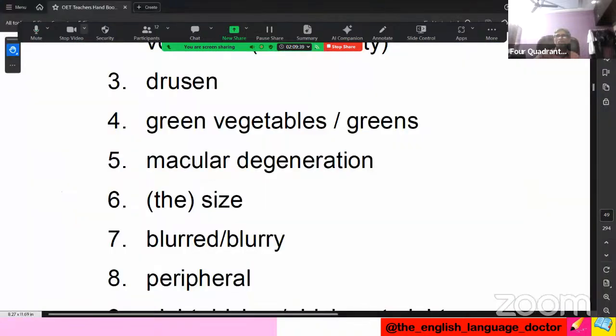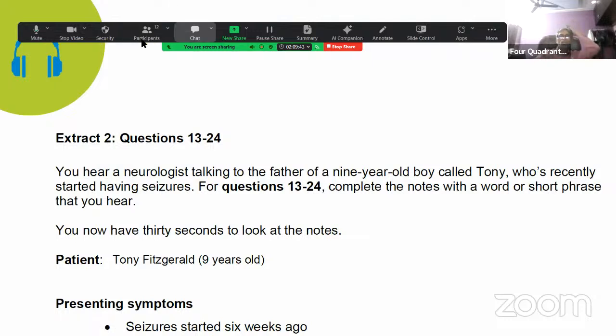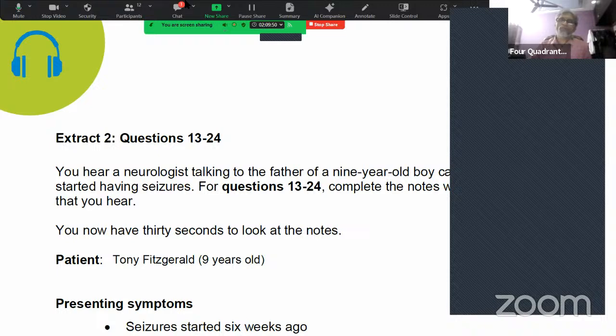So, ready for the second task. You said you are ready for the second task. Okay, Tony Fitzgerald. Yes. Now it is 2 o'clock. I think it is lunch time. So we'll continue after lunch. What do you say, all of you? Shall we continue 10 minutes and finish off and go for lunch, or your wish? Your wish. Come on. Lunch or class?